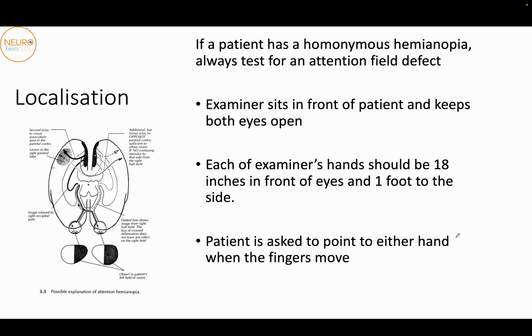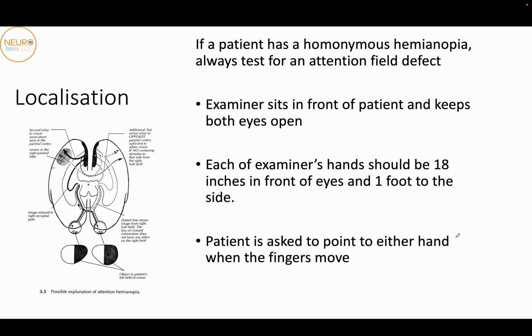Right. So another important thing to remember is that sometimes if you're testing and you find a homonymous hemianopia, you have to make sure that it is actually a true homonymous hemianopia and not an attention deficit. These attention field defects can arise from lesions involving the parietal lobe. Because the parietal lobe is also responsible for spatial orientation and spatial attention, parietal lobe lesions can cause a pseudo-homonymous hemianopia. So you can just ignore all the stimuli from one side of the visual field.